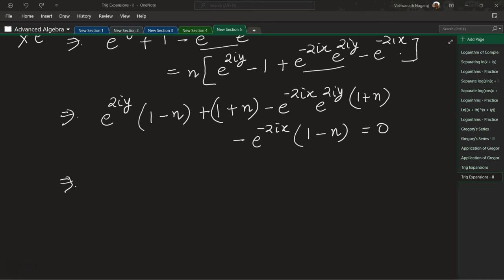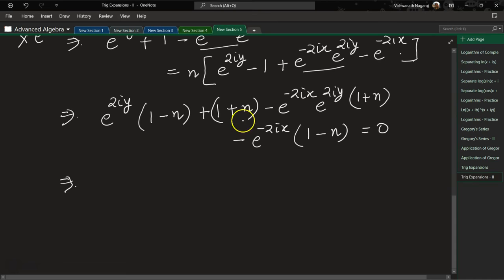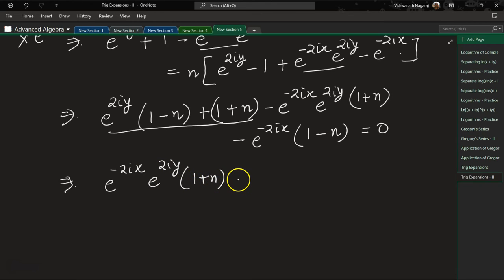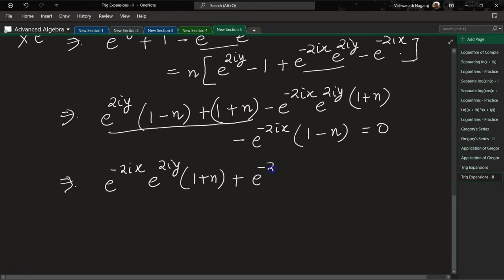Now what we are going to do is take this 2iy to the other side, this whole thing. So we get, and we multiply it by minus 1. So what will happen? This will become e to the power of minus 2ix e to the power of 2iy times 1 plus n, okay, plus e to the power of minus 2ix 1 minus n is equal to, now this we bring to this side. So we get e to the power of 2iy, because we have multiplied by minus 1, so the sign will not change, and this is 1 minus n plus 1 plus n.